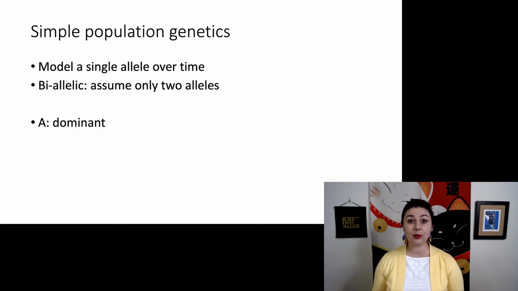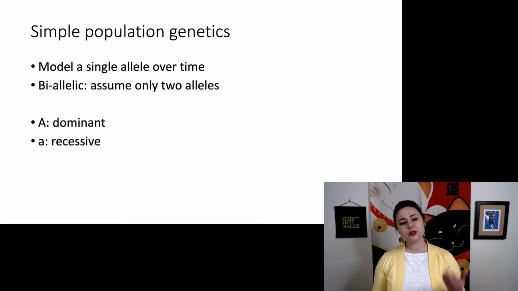We also have a couple of conventions. Capital letters mean dominant alleles, and lowercase letters mean recessive. So certainly this is a very simplified situation, but this is a good way for us to start to get familiar with what's going on, so we can start to see how different forces of evolution operate.